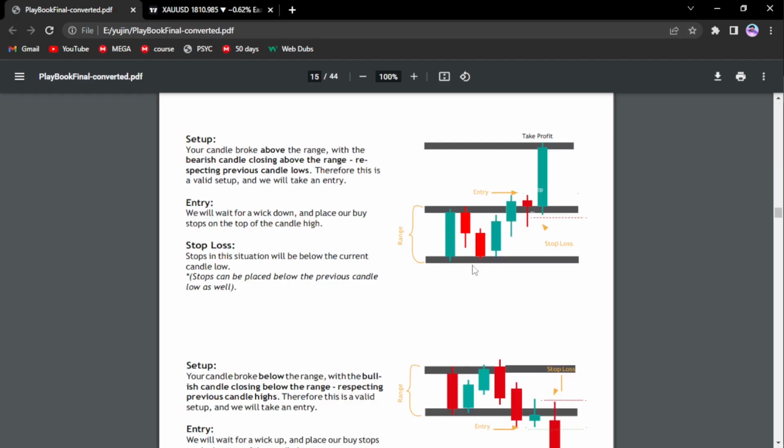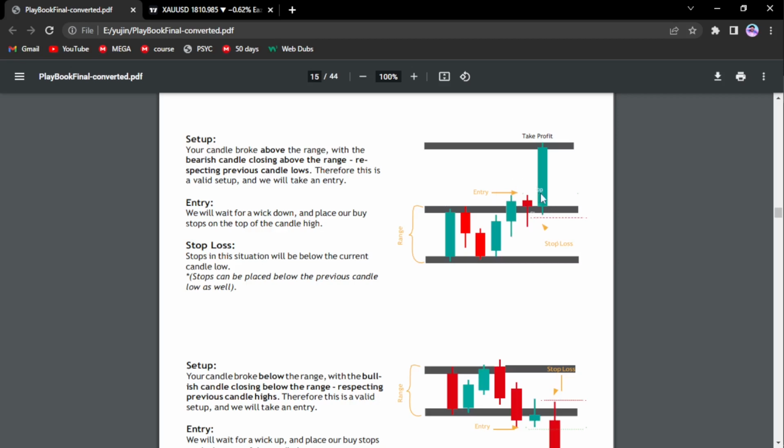So here's the setup. Your candle broke above the range with the bearish candle closing above the range here. So this was a setup, but we ought to have entered here, but price didn't break here. For us to void this setup, this would have closed below, but it didn't. So our setup is still valid. So we take an entry here.